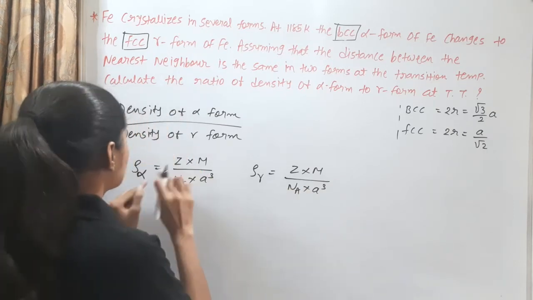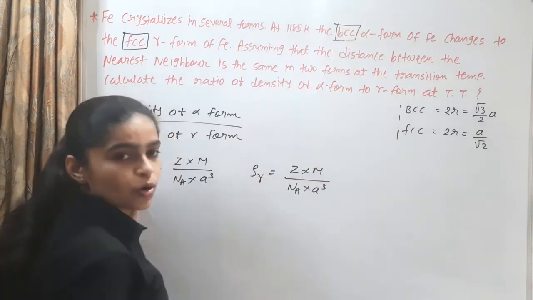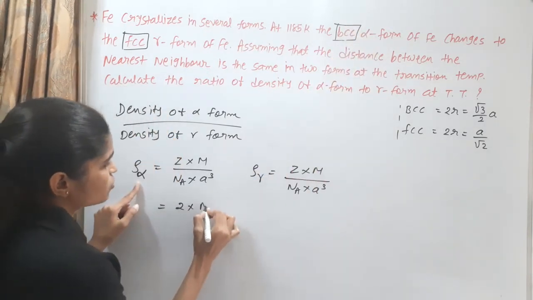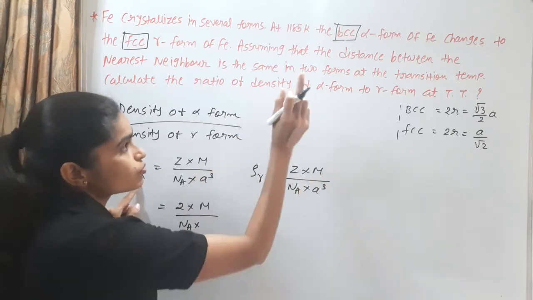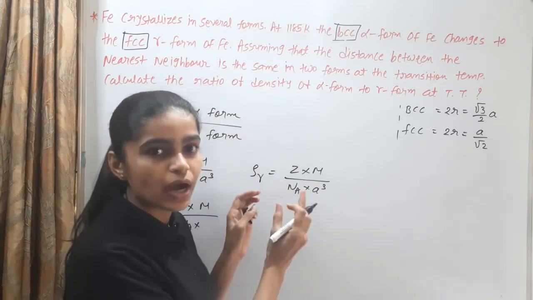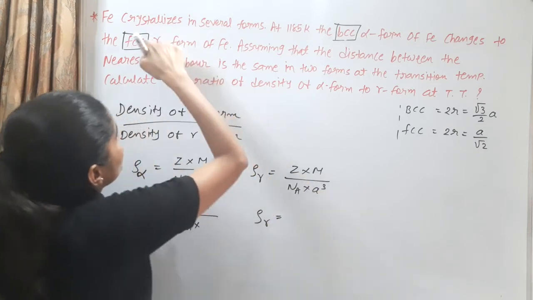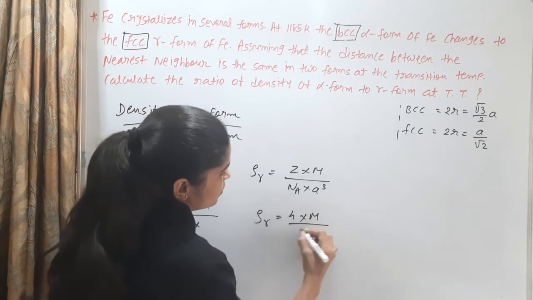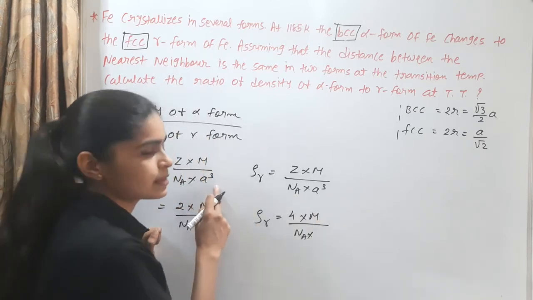The Z value is known: because the alpha form structure is BCC, body centered, the Z value is 2. So 2 times M upon Na. The M value is the same because only the transition is present and the element is the same iron, so both values are the same. For gamma, the Z value is 4 because of the FCC structure, so 4 times M upon Na. Only the edge length a changes.